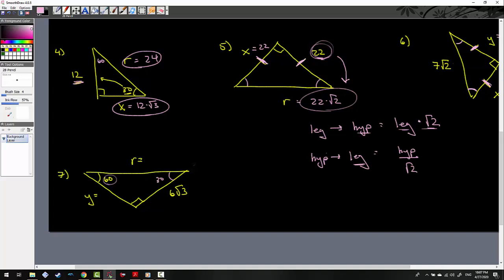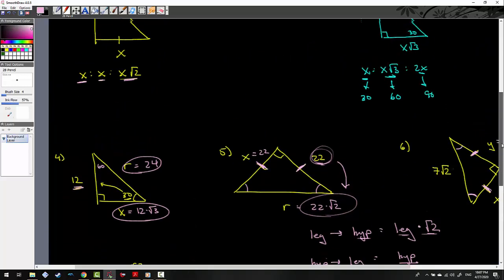This time it's a little different. It's similar to number 6. They gave me a side that had a rad 3 in it. So from here, where is this side? Well, it's opposite the middle angle, so this is my middle side. So similar to how we tackled number 6 with the leg to hypotenuse and then hypotenuse back to leg, I can make the same relationship here.